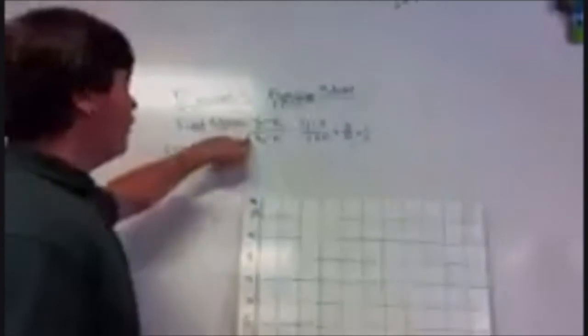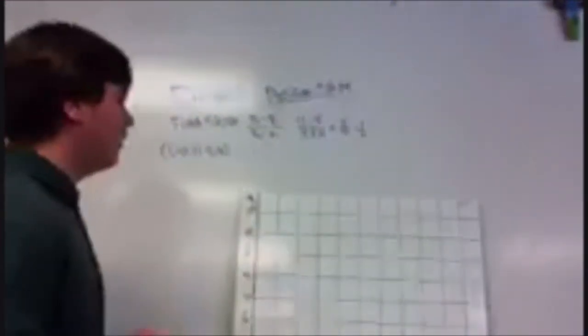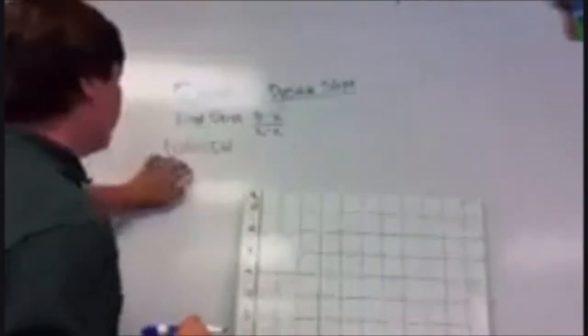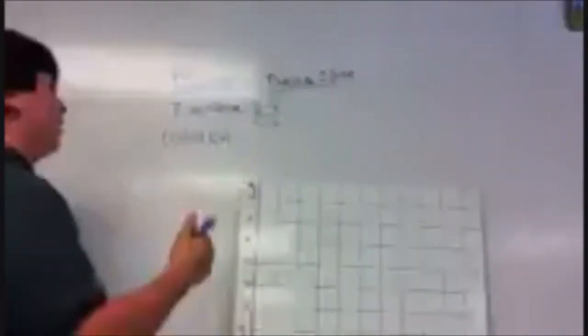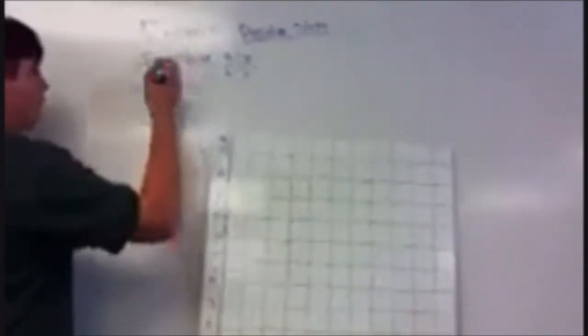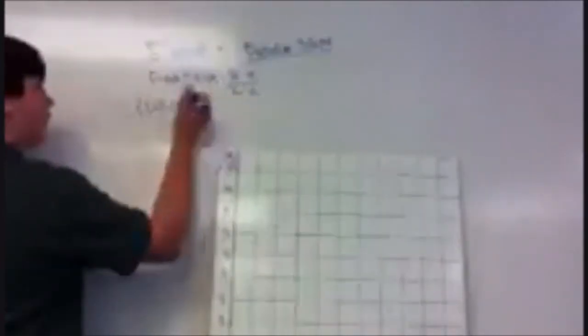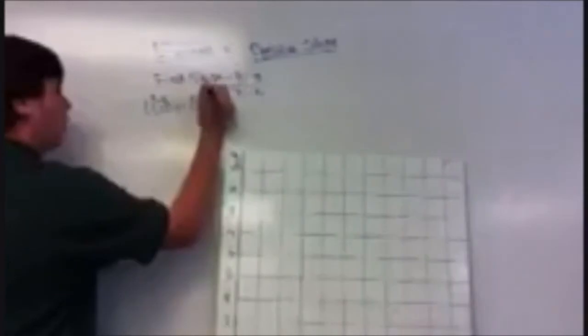Okay, so in example 3, we need to first find the slope and then plot the points on the line and draw a line. So to find the slope, you're going to use the equation to find slope, which is y2 minus y1 all over x2 minus x1. So first you're going to input the ordered pairs into here, and then plot the points. To know which one is x1 and x2 and y1 and y2, the first ordered pair is x1, y1, and then x2, y2.